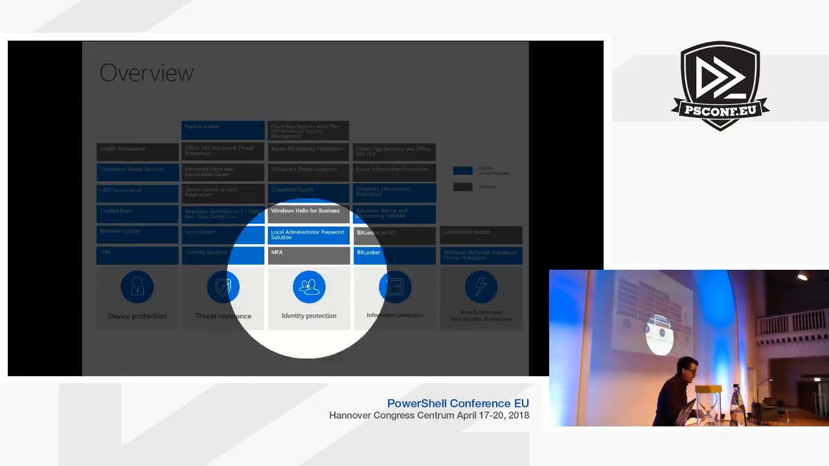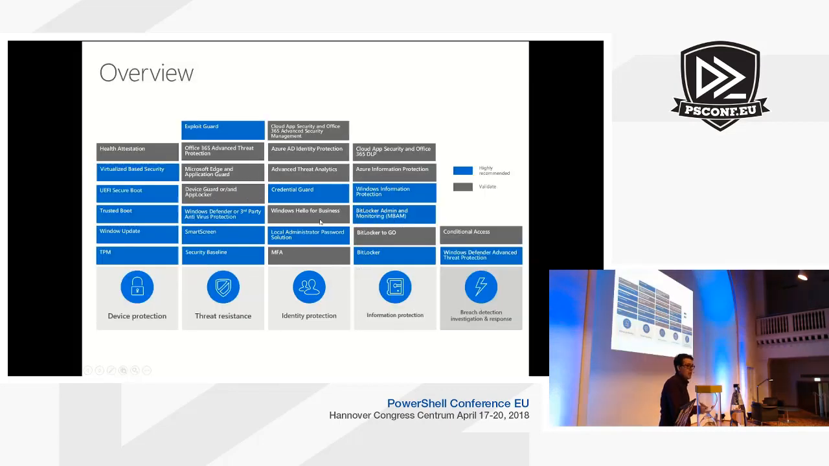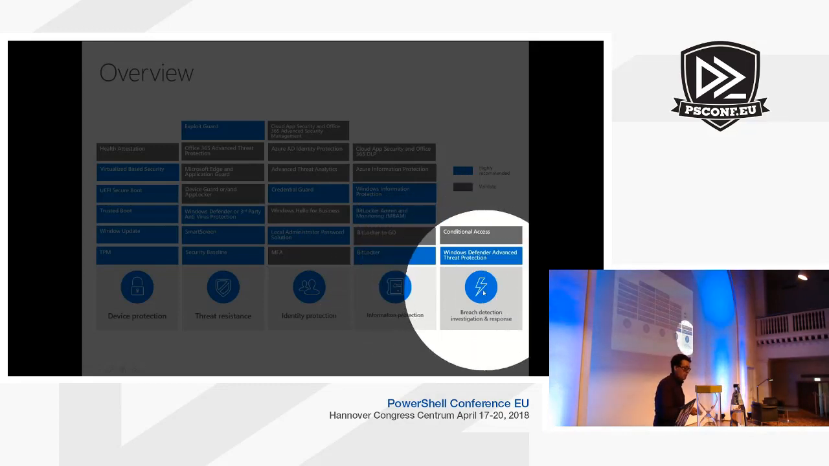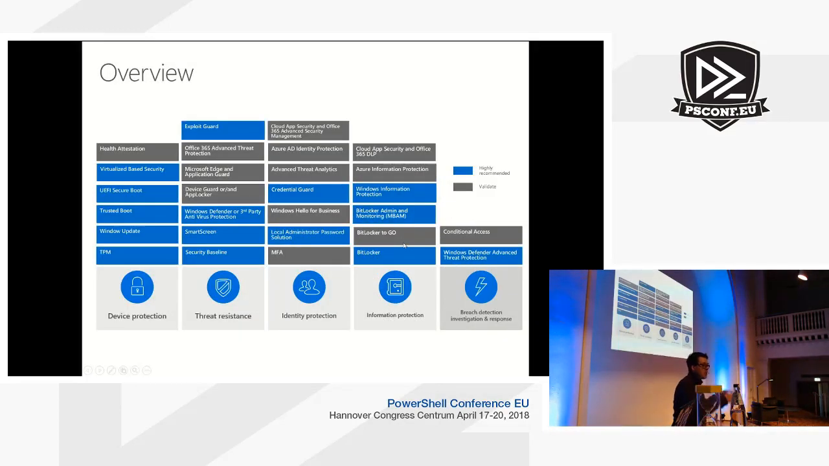The third one, identity protection, as you can see, and there is the small one here. Yeah, here it is. Labs, which you should implement, information protection and breach detection. This is only the overview for the operating system. And you see, yeah, it's quite many things to discuss.